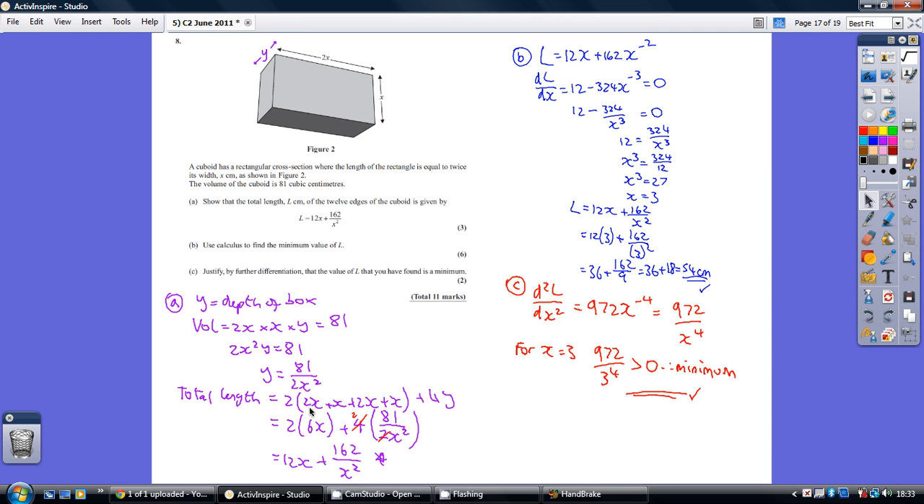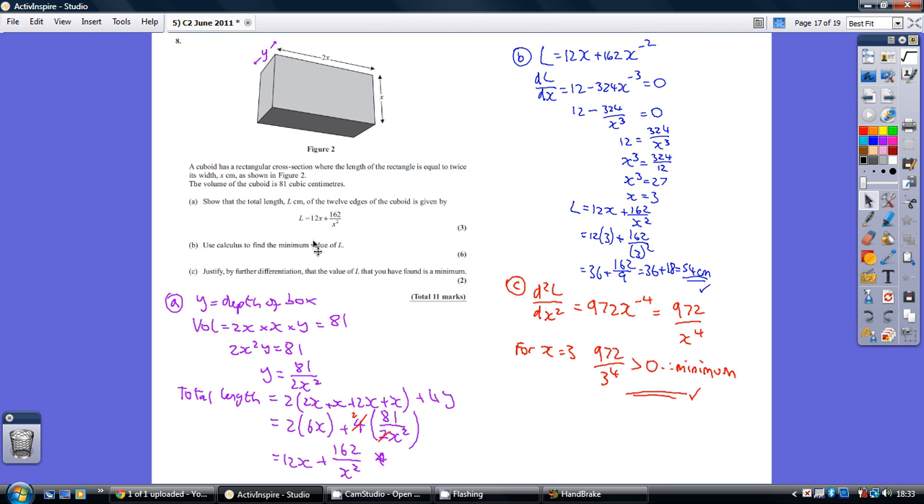So that gives us, gathering up our first bit, 2 lots of 6x and 4 lots of y. Well, we've already worked out that y is 81 over 2x squared, so 4 lots of 81 over 2x squared. So just cancelling the 4 divided by 2 to give us a 2, this gives us 12 lots of x plus 162 over x squared, which is what we're asked to show.